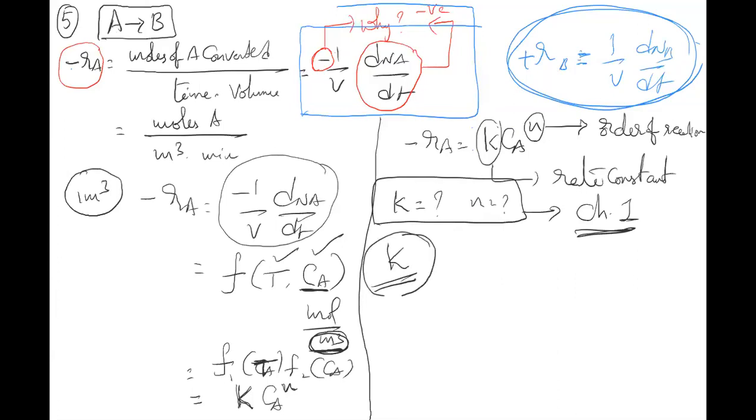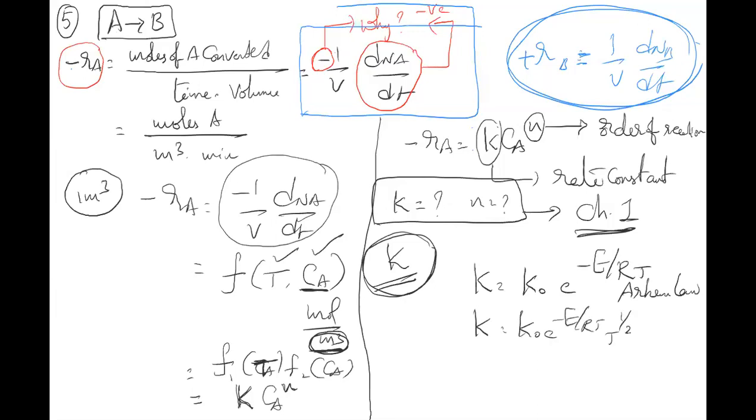Now let's take K. How do you find out K? It's simple. You have multiple theories available. K will be defined as K equal to K naught into e power minus E by RT, which is the concept called the Arrhenius law. K is equal to K naught into e power minus E by RT into T power half, which is called collision theory. But K can be estimated from all these theories. K naught into e power minus E by RT into T is called transition state theory.